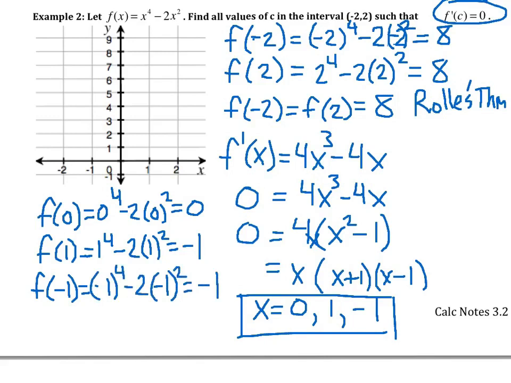Let's go ahead and plot our points here. So we know we had -2, 8, and we know we had 2, 8. And let's see, we got 0, 0, 1, -1, and -1, -1. All right, and our function is going to look something like that right there. All right, let's move on.